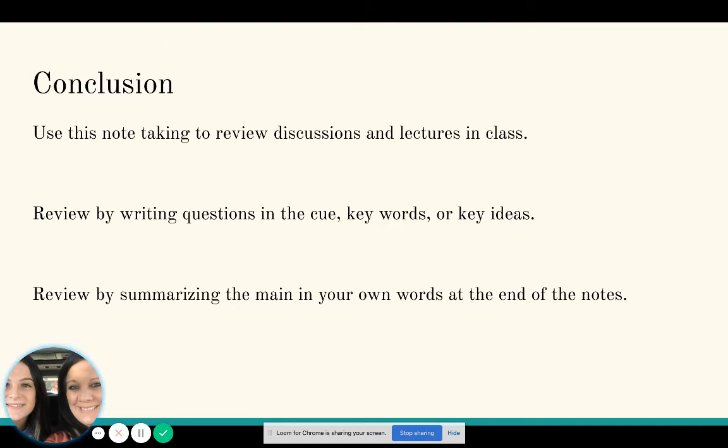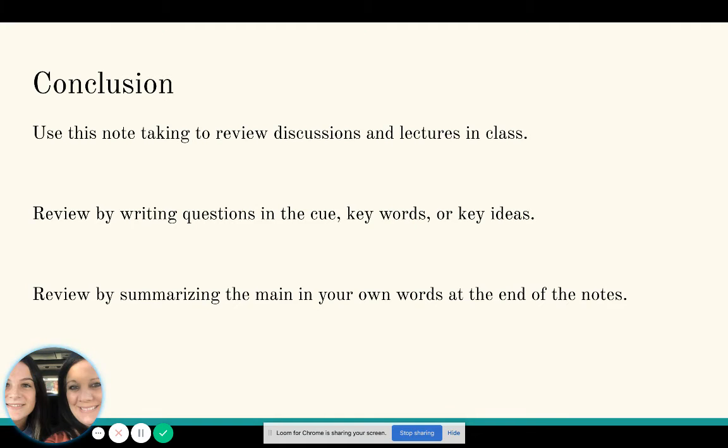So for conclusion, guys, use this note-taking to review discussions and lectures in class. We're going to have plenty of discussions, and we're going to have plenty of lectures in class. Use these notes to help you organize your thoughts and your ideas, and help you prepare to study for quizzes and tests that you will see in the class. Review by writing questions in the cue, keywords, or key ideas.